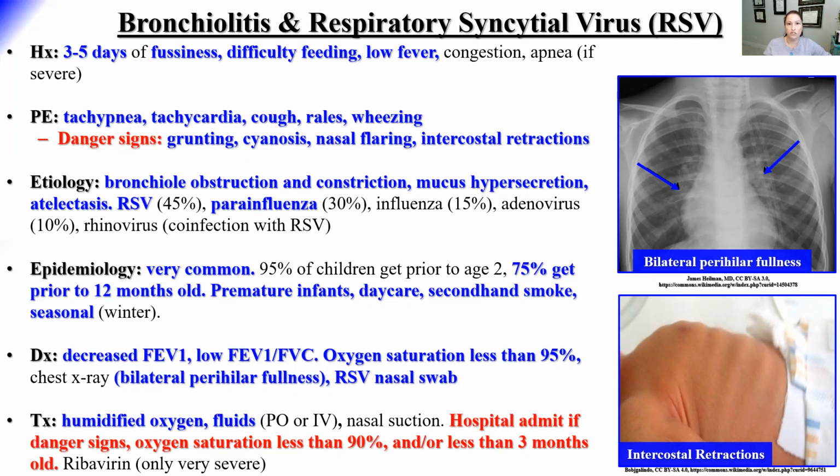In RSV, this is bronchial obstruction and constriction. They also get mucus hypersecretion and atelectasis, or collapse of the small airways. The most common causative agent for this is going to be RSV. So remember, 45% is going to be RSV. Parainfluenza is going to be 30%. So it's a close second, but the point is, it is a second. This can also be caused by influenza, adenovirus, and rhinovirus if they have co-infection with RSV.